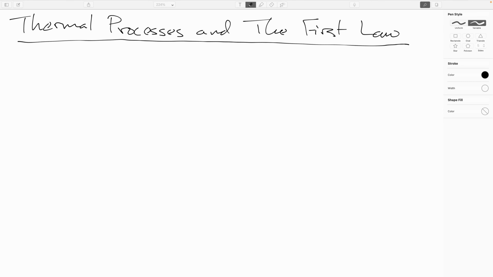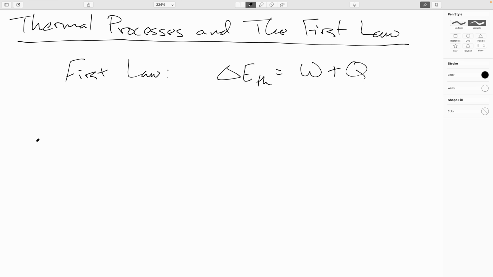Previously, we had stated the first law of thermodynamics, which said that the change in thermal energy of a system is equal to the work that is done on the system plus the heat that is transferred into the system. So this is purely a statement of energy conservation. But we're going to take a look at some different thermodynamic processes and examine them in light of the first law.